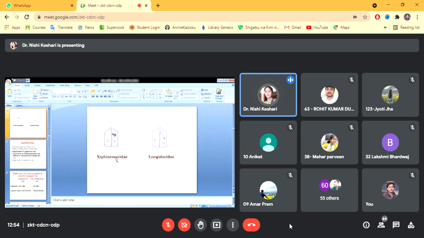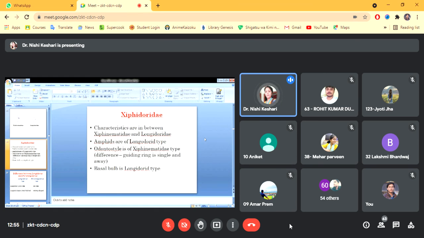You can see here that this is Xiphinematidae and this is Longidoroidea. In this case of the dorsal esophageal gland, this is larger than these two, and it opens just near the lumen, and it has a small duct through which the secretion comes here. But here you can see that this opening is not very clear near the subventral glands. It is away from the subventral glands. So this is the difference between these two.